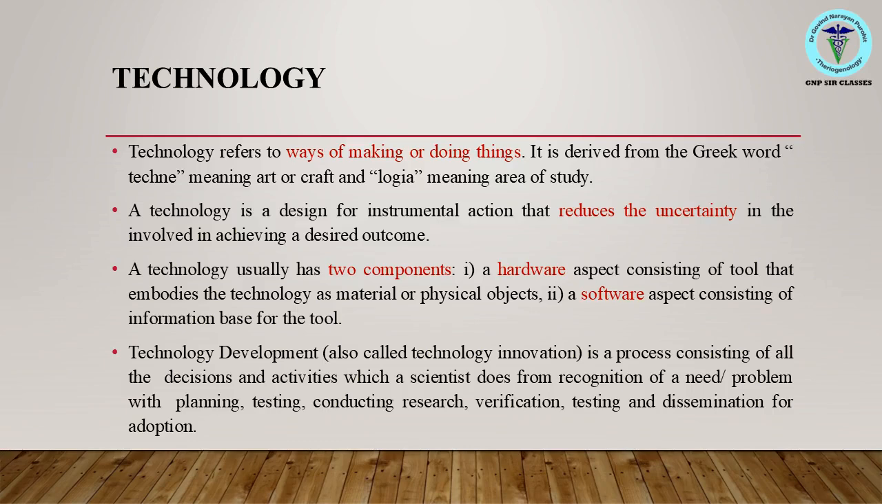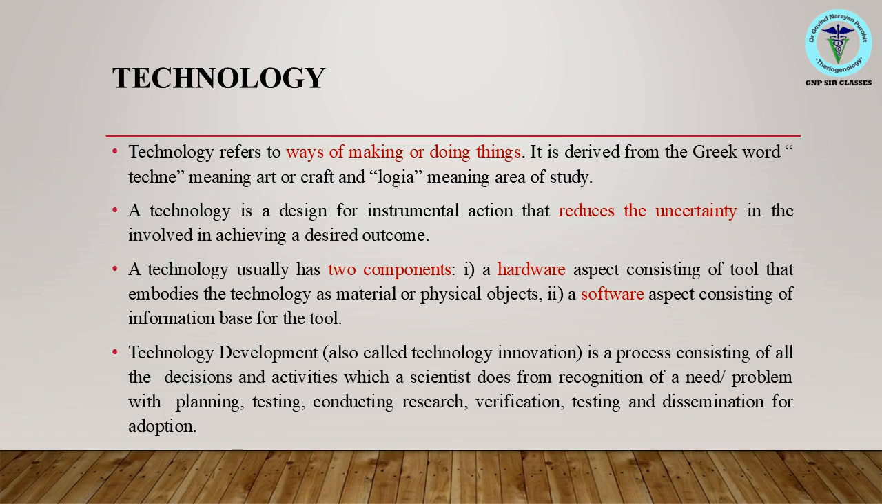It is derived from the Greek word techne, meaning art or craft, and logia, meaning area of study. A technology is a design for instrumental action that reduces the uncertainty involved in achieving a desired outcome. A technology usually has two components: a hardware aspect, consisting of the tool that embodies the technology as material or physical objects, and a software aspect, consisting of the information base for the tool.